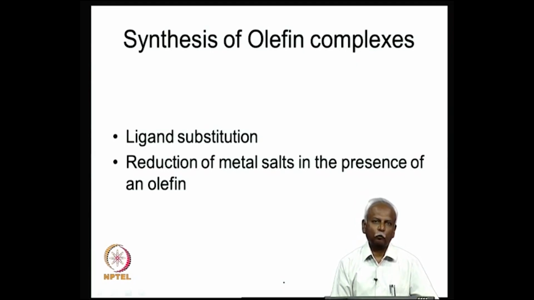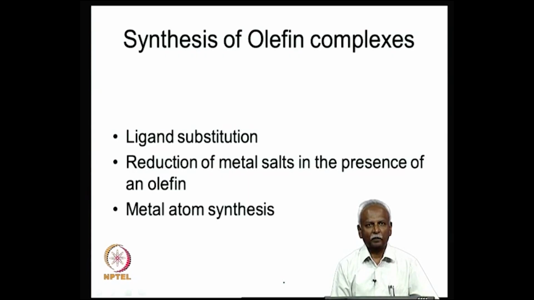If we want to make a metal olefin complex, we can do the same trick, namely take the metal in a higher oxidation state, reduce it with a suitable reducing agent, which will not reduce the olefin, and under those circumstances, we can prepare a metal olefin complex.